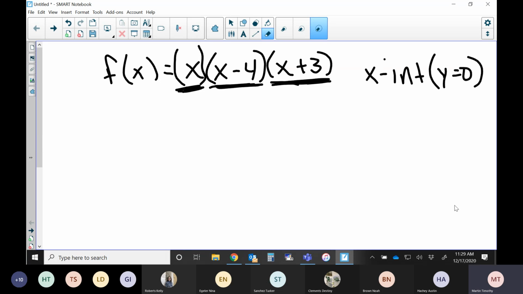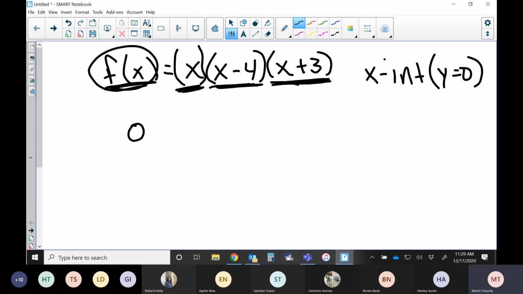Ashton, what does f of x stand for? What is this really? Y. And so when I say I'm finding the x-intercepts, I'm actually saying this is going to be 0. Is everybody understanding what I'm talking about so far?